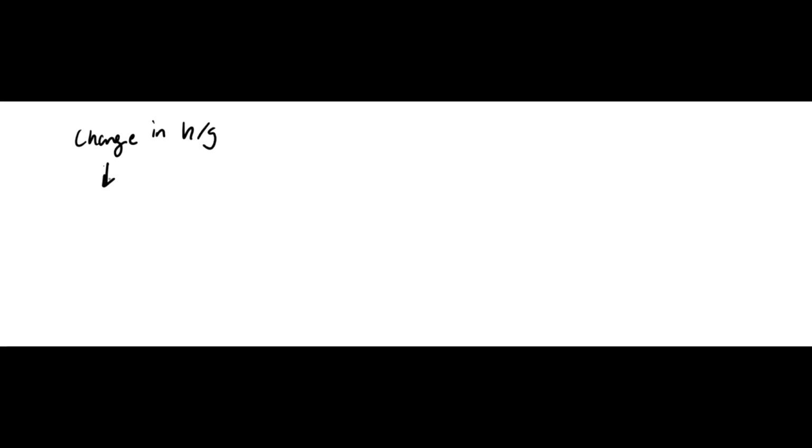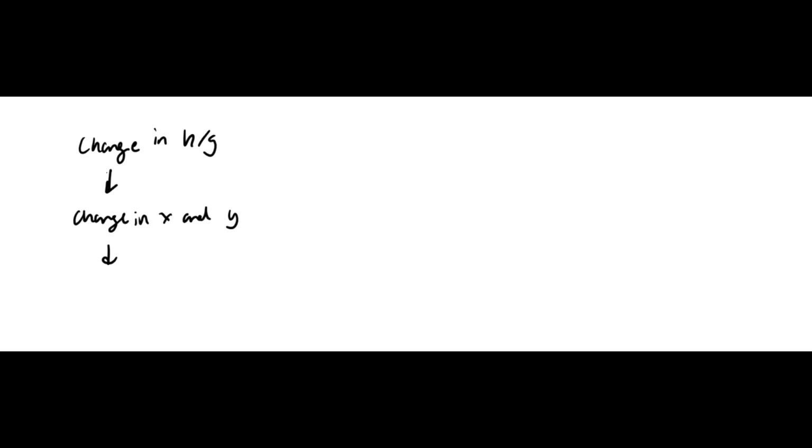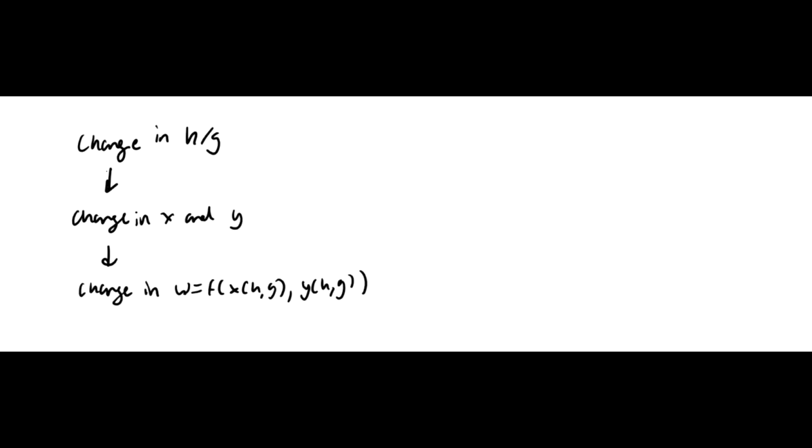In a bit of a clearer sense, if you think about changing h slightly, just a bit, that translates into a simultaneous change in x and y. And then those changes added together cause a change in w, since w depends on x and y. Same thing goes for g.